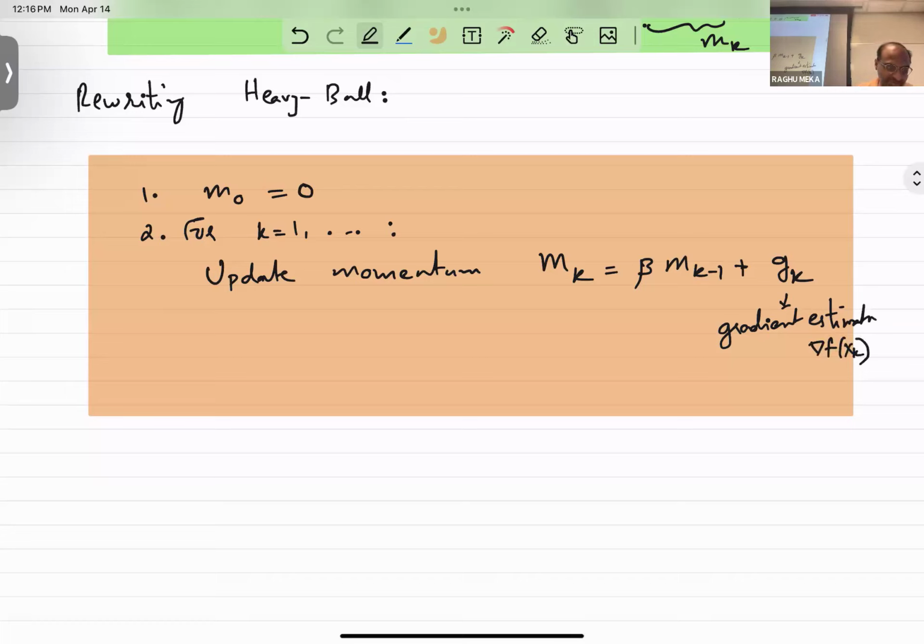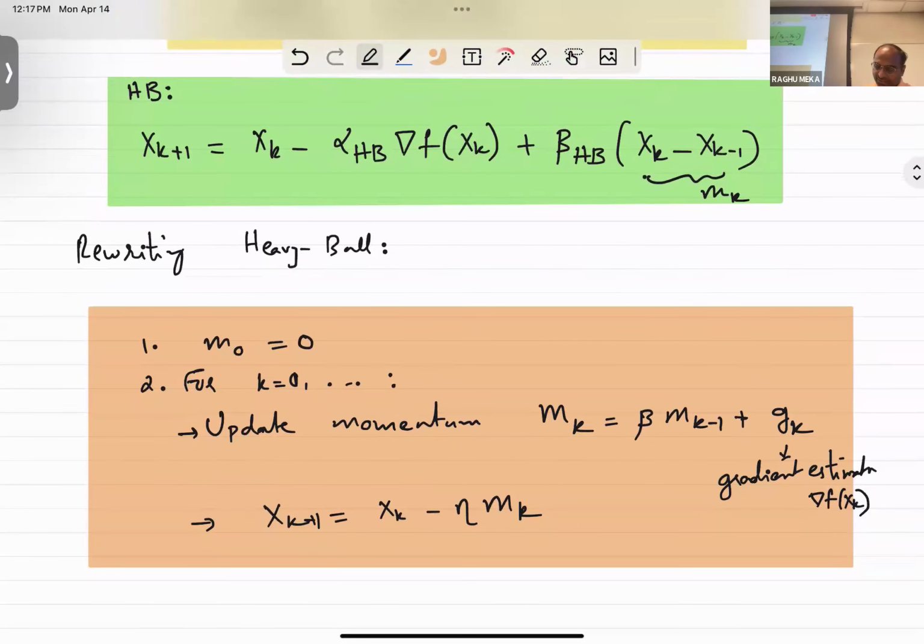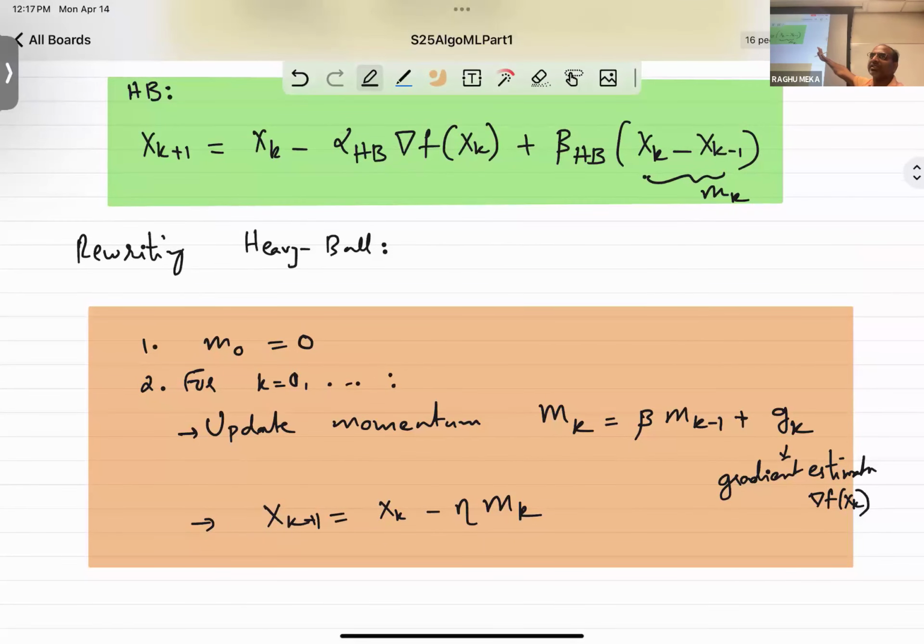okay, this is going to be our gradient estimator. And you update the momentum term, and then xk plus 1 is xk minus eta times mk. Okay, this is just a different way of writing down the same equation. You had alpha and beta as parameters there. Now we have eta and this beta, which are slightly different, but the exact same equation really.